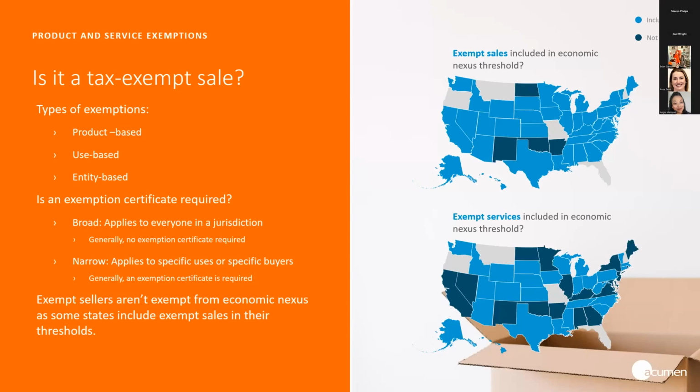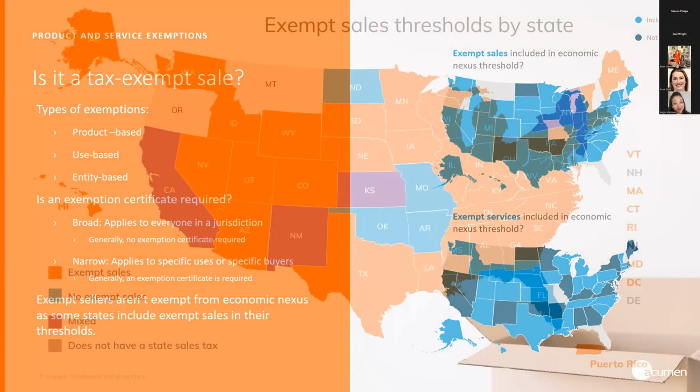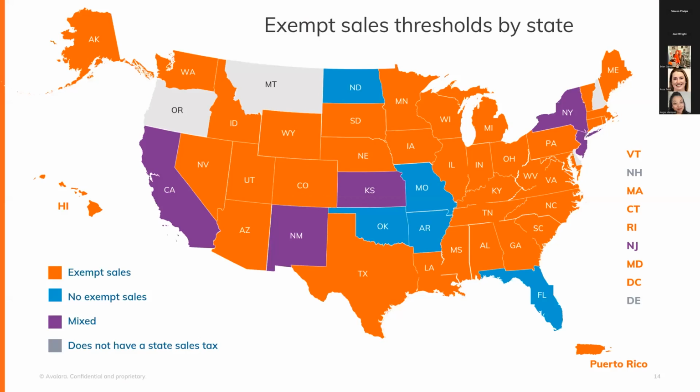And as you'll see on the next slide, this is a slide that I share all the time on my introduction calls, again, to be very informative. You look here and about, call it, 60 to 70% of the states in the US, in orange there, consider exempt sales a part of Nexus thresholds.